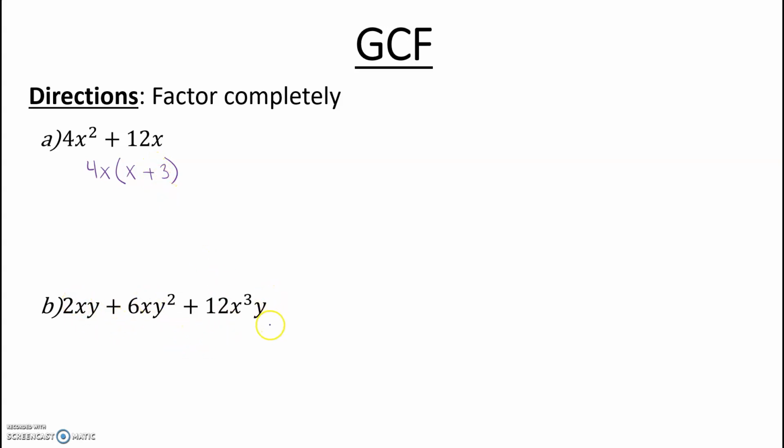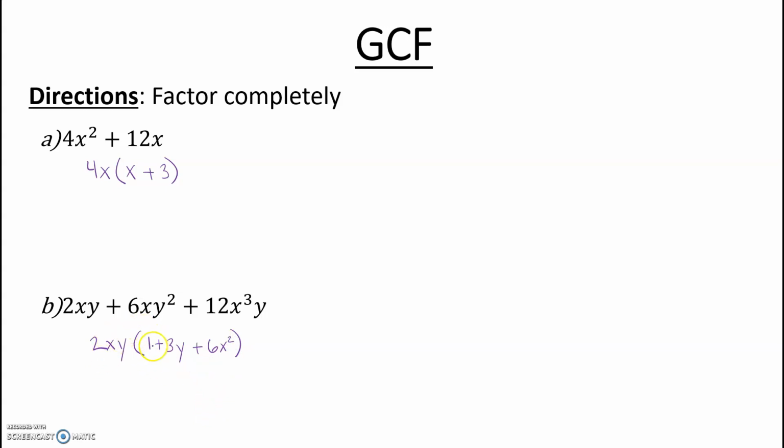Next one, 3 terms, same concept though. We have a 2, a 6, and a 12, also all divisible by 2. We have an x, and an x cubed, so we can take 1x out of all those. A y squared, and a y, we can take 1y out of all those. So we're going to divide by 2xy, we get 1. We divide by 2xy, we get 3y. And we divide by 2xy, and we get 6x squared.